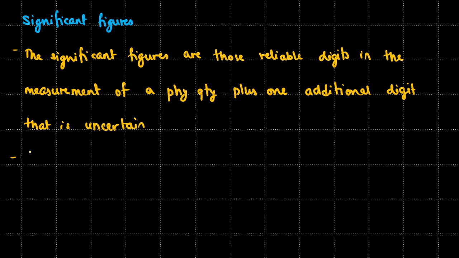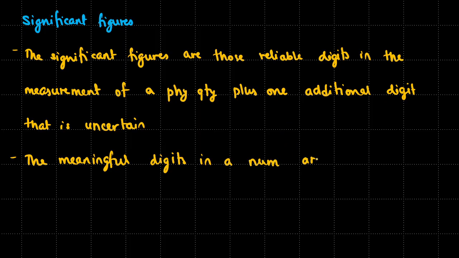Also, let's write another point, which is the meaningful digits. The meaningful digits in a number are called significant figures. So that's a much simpler definition if you needed one.